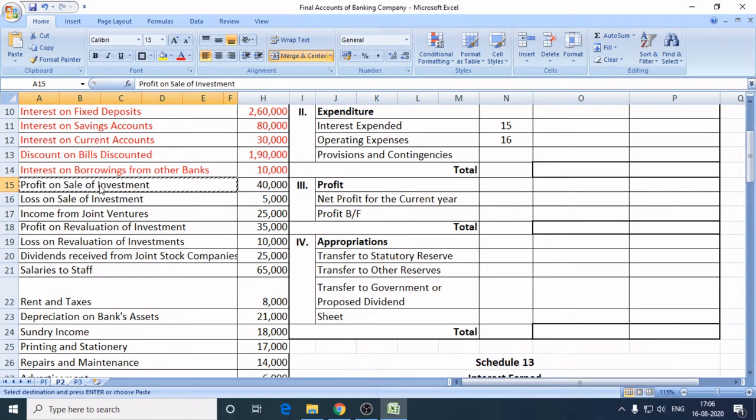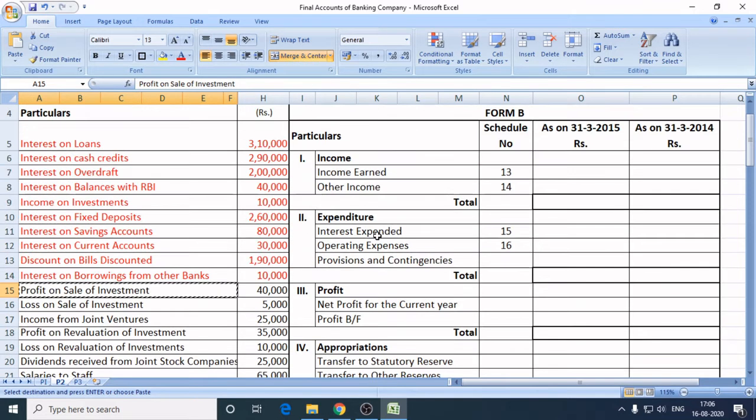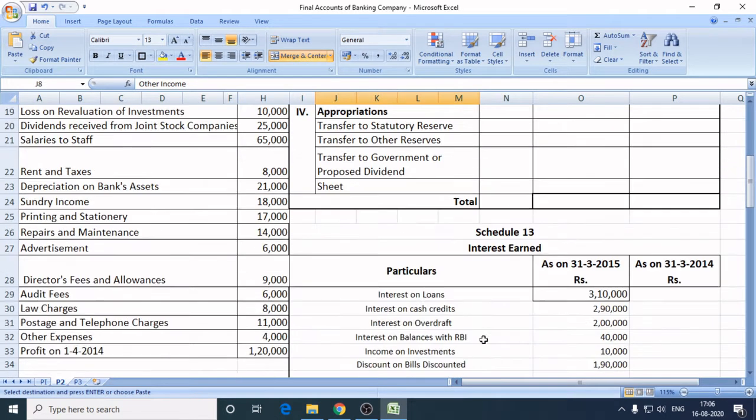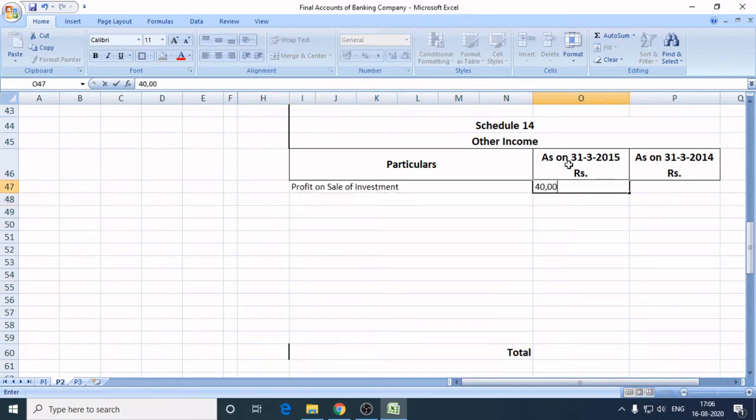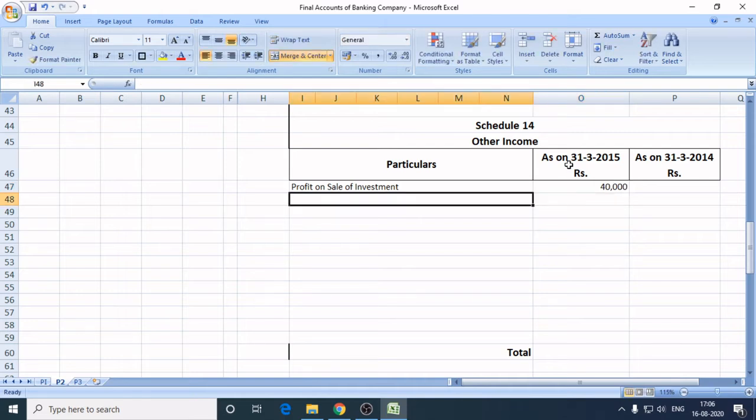Okay, now next in the problem is profit on sale of investment. The bank has a profit on the sale of investment. Now it is an income which has been earned by the bank from another head, not from the head of interest. So we should show that income under schedule number 14, other income. The figure is 40,000. So schedule number 14, profit on sale of investment, and the income is 40,000.